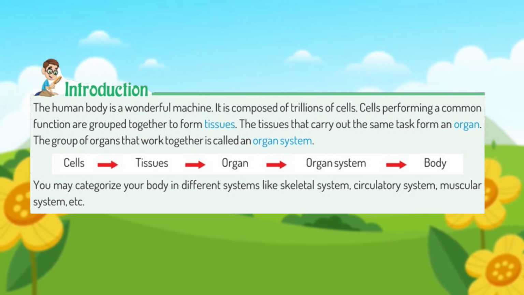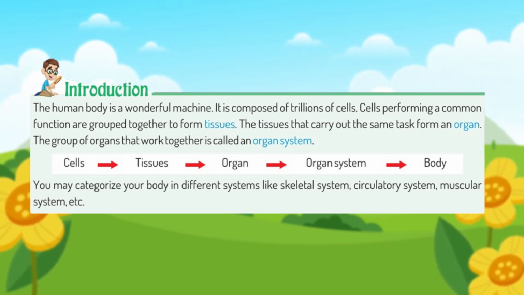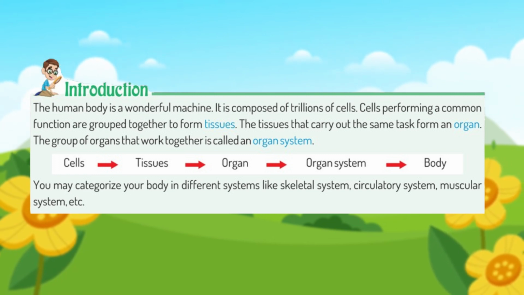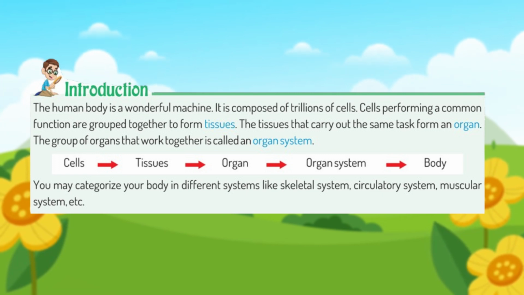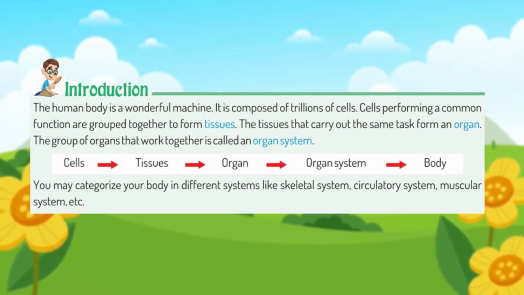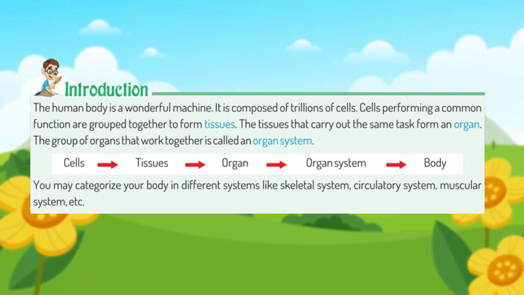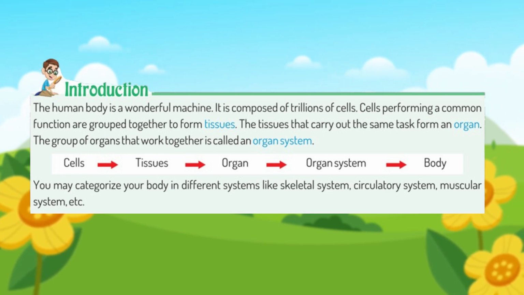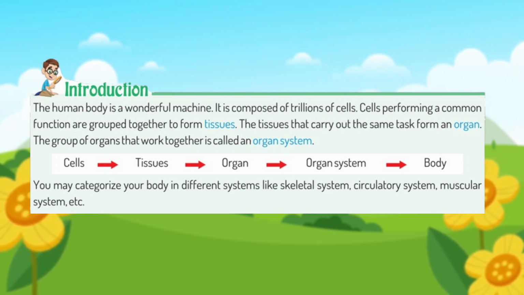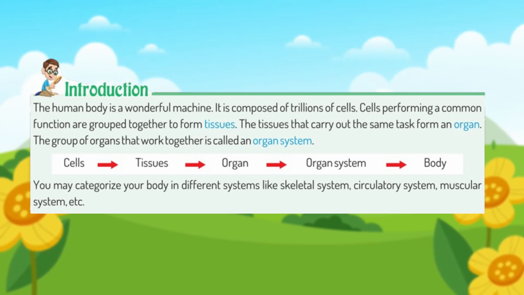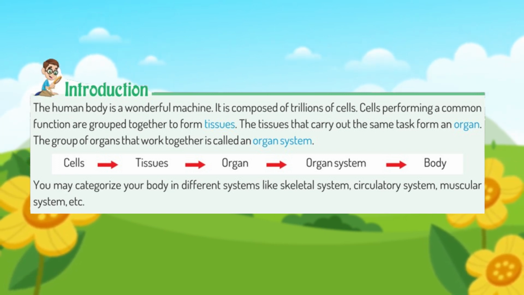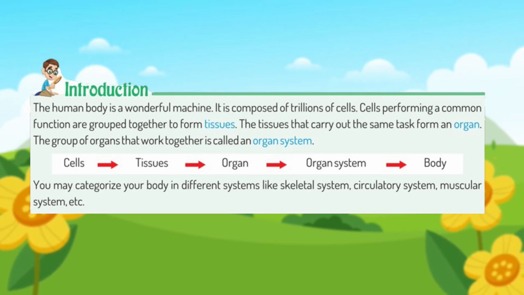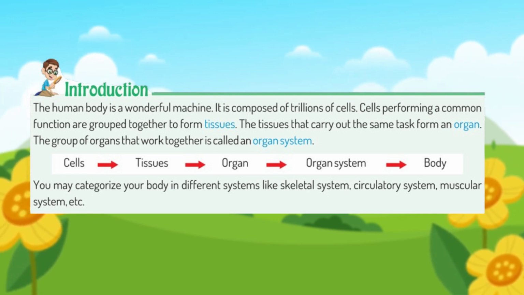Cells performing a common function are grouped together to form tissues. The tissues that carry out the same task form an organ. The group of organs that work together is called an organ system. Cells, tissues, organ, system, body. You may categorize your body in different systems like skeletal system, circulatory system, muscular system, etc.